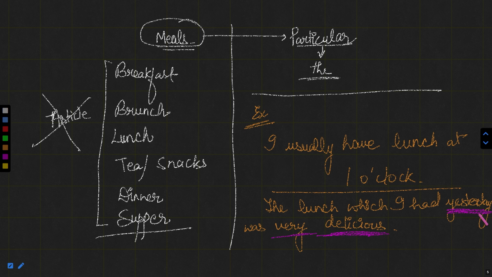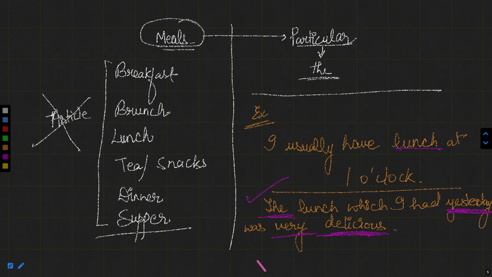Usually I have lunch at 1 o'clock, so that lunch is in a general sense. But if I say the lunch that I had yesterday, I'm talking about a special lunch related to yesterday. Before that I can use the, but not before this. If I say, I usually have the lunch at 1 o'clock, that will be incorrect. But if I say, the lunch which I had yesterday was very scrumptious, that is totally correct. So if we are using the name of a meal in a particular sense, or relating to someone else, we can use the before it.